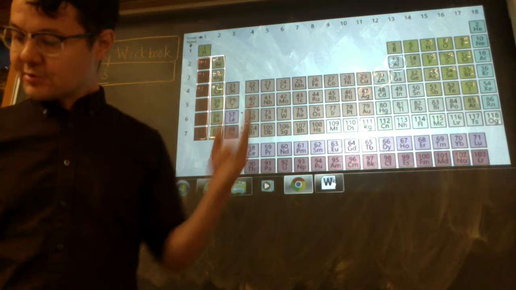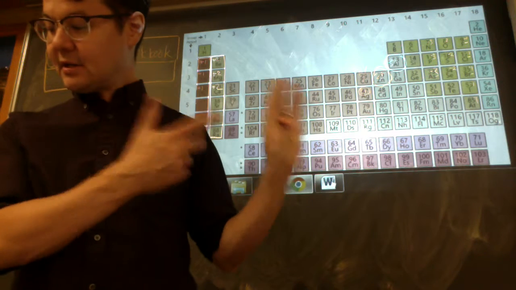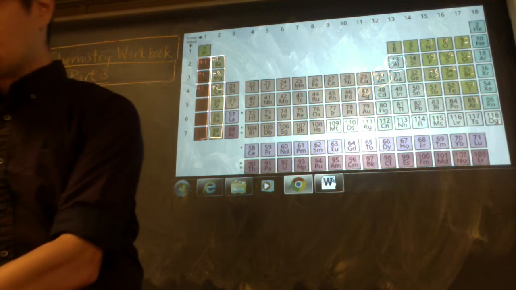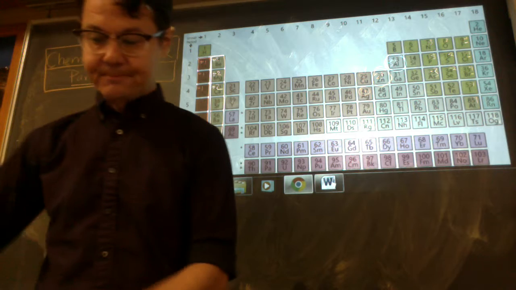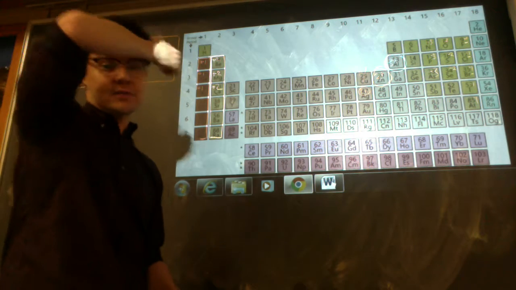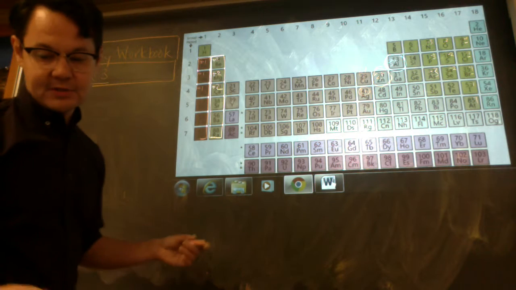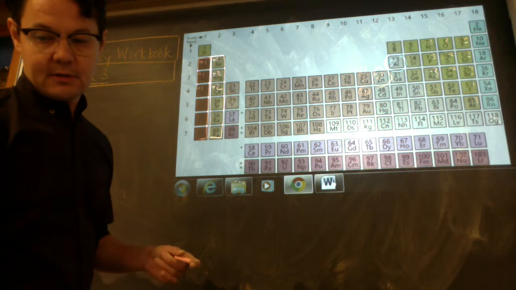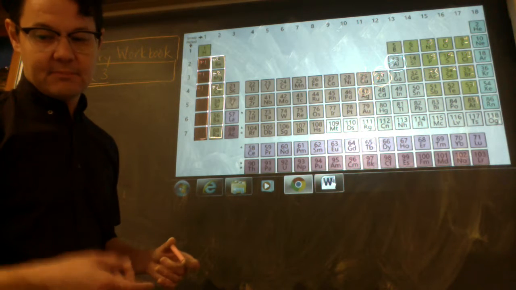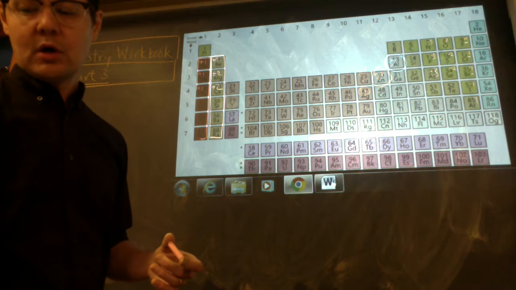So mono is 1, di, tri, tetra, penta, hexa, hepta, octa, nona, and deca. And basically the name tells you exactly how many atoms of each you need. And sometimes you'll use monoxide, and sometimes you'll just use oxide, so sometimes mono is not necessary. But I'm going to jump to exercise 6B, P2O5.